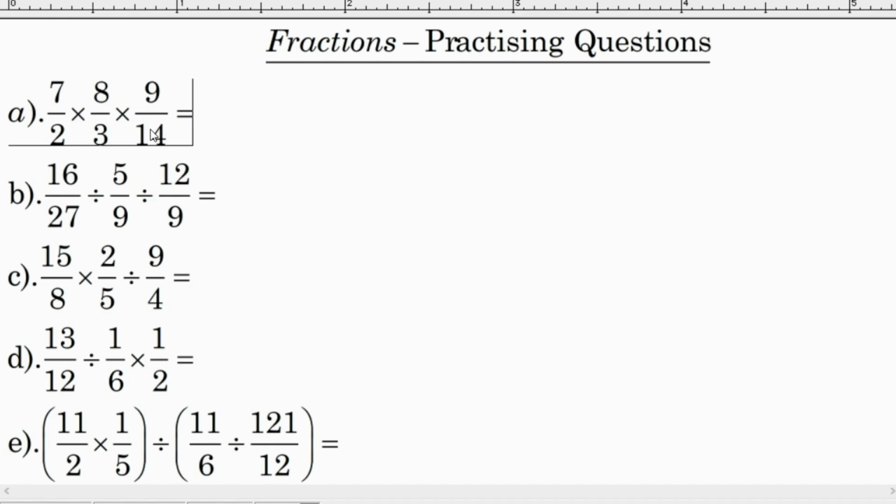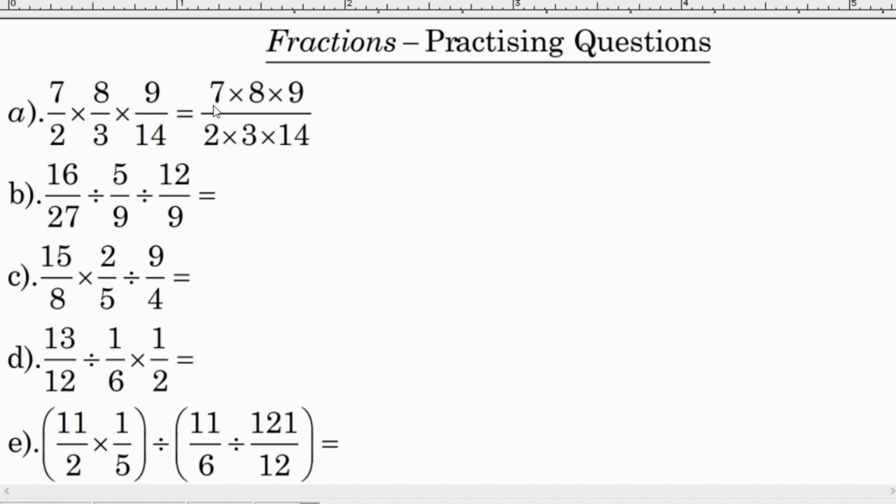For the multiplication, we just take the numerators and multiply them together, and the denominators multiply with the denominators. So we get 7 multiplied by 8 and then multiplied by 9, and then 2 multiplied by 3 and then multiplied by 14.